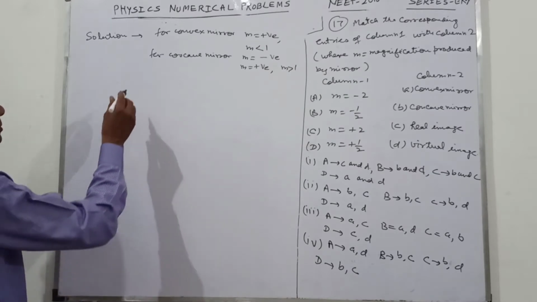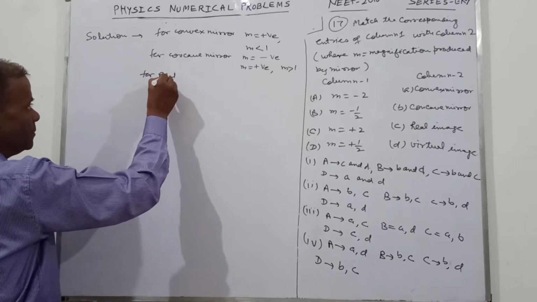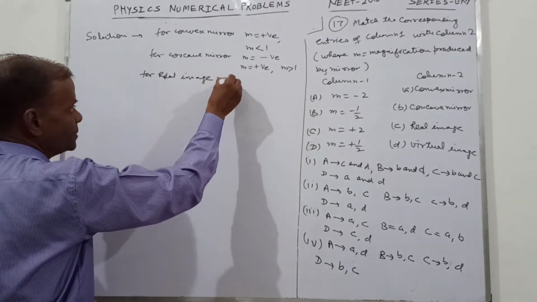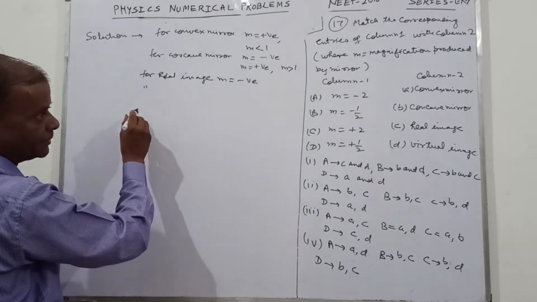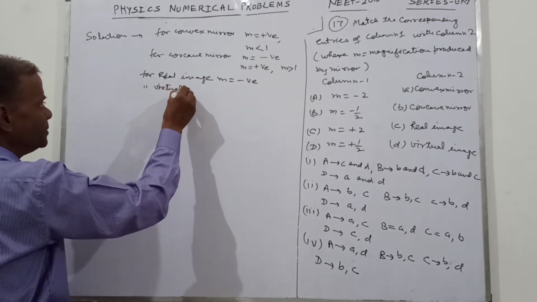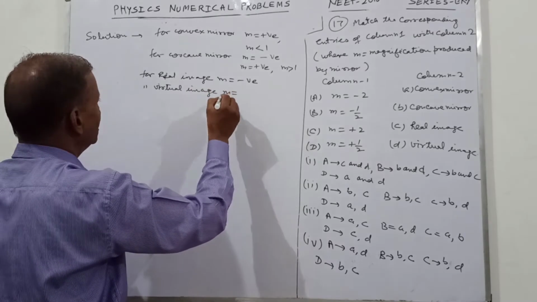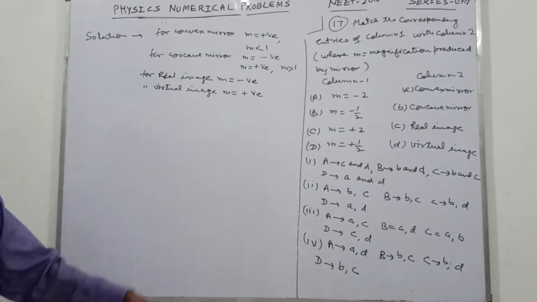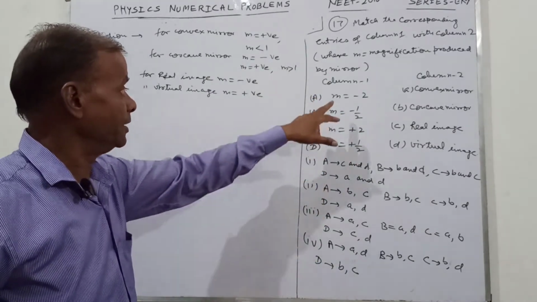And for real image, M equal to always negative, and for imaginary, or you can say virtual image, M equal to positive. So remembering this one, we have to match the column 1 with the column 2. So now M equal to minus 2.